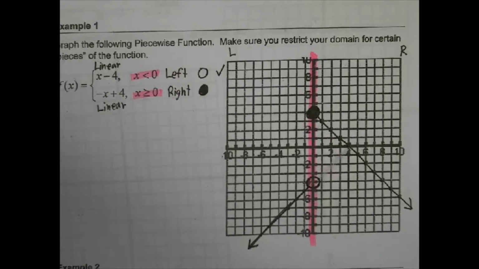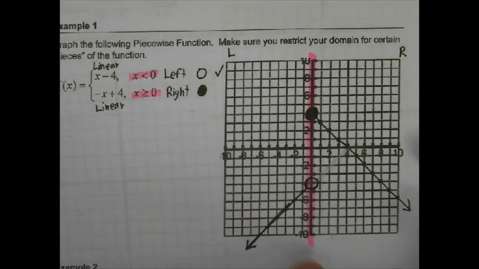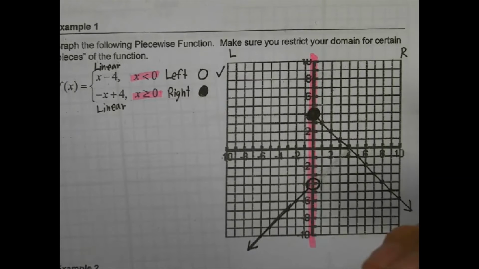So the whole goal of this is to take two different graphs and only take certain pieces restricted at a certain number and graph them. One will be on the left-hand side, and one will be on the right-hand side.